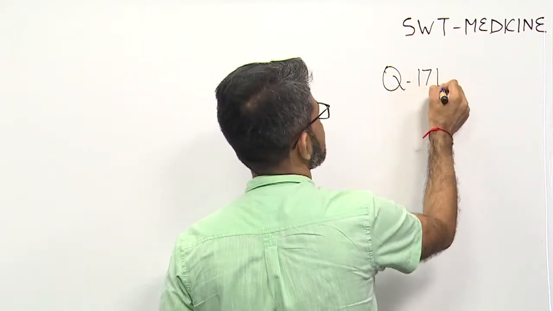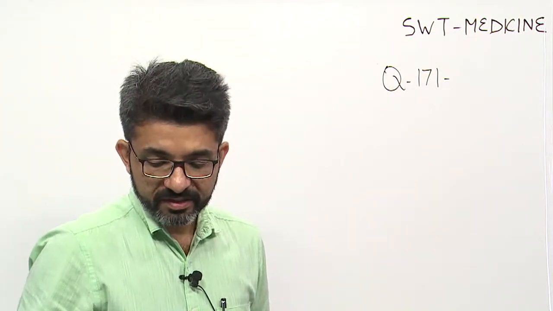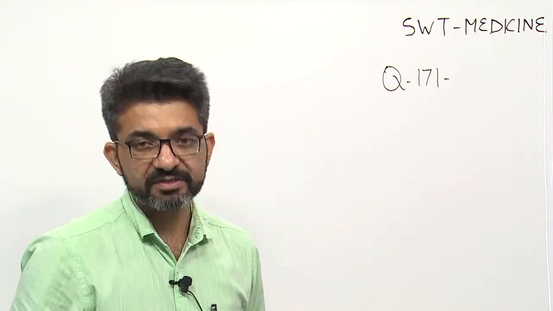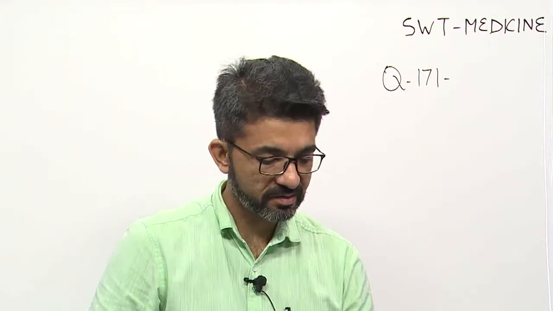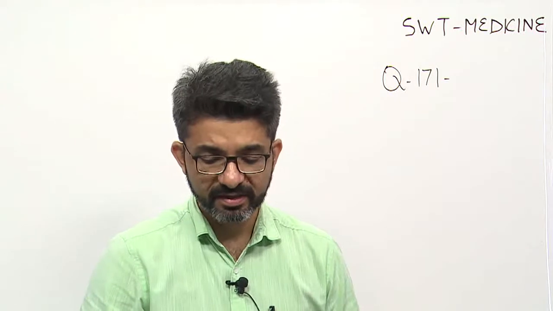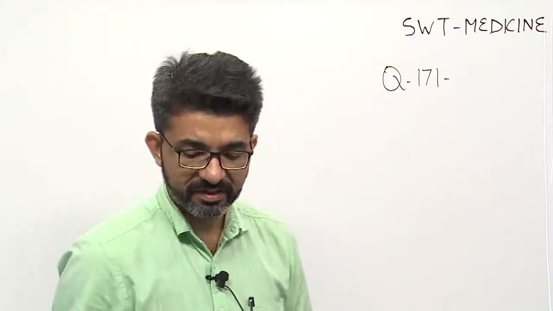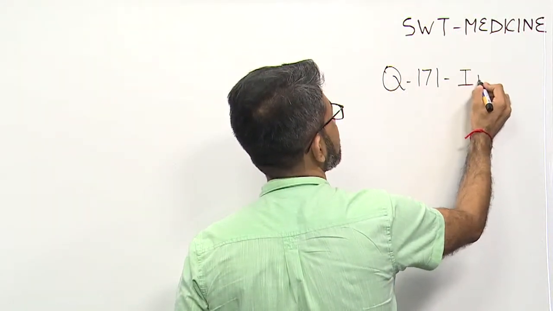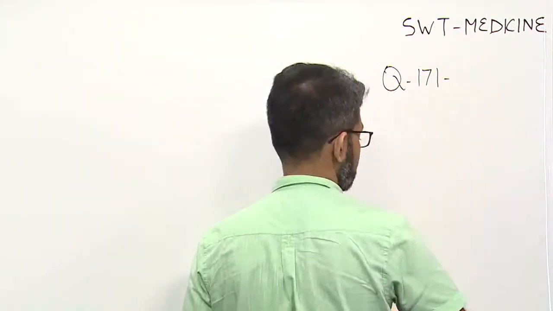Question number 171. Ephedrine is a class 1B antiarrhythmic drug. There is a very good mnemonic which is given in your explanatory book. Try to remember this. Ephedrine is not written, but remember it's a class 1B. Class 1B. Answer is B.